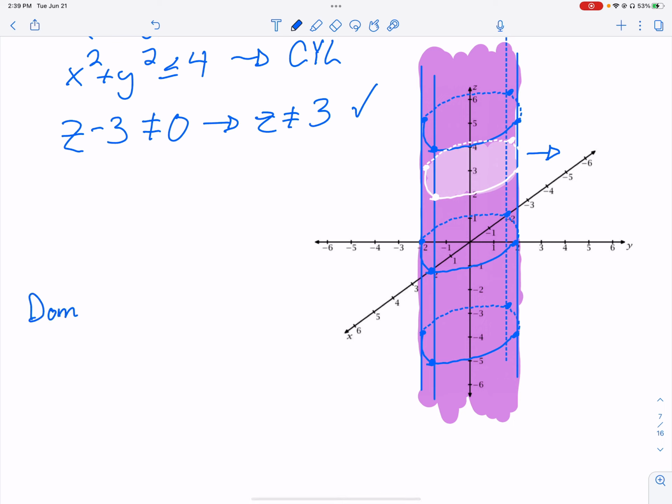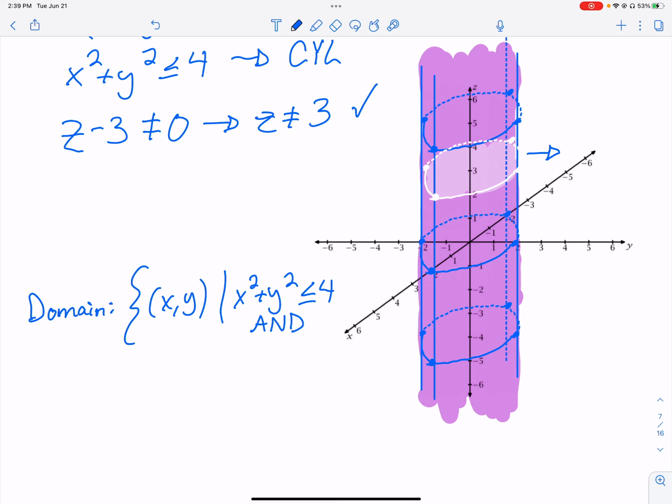The domain for this, we just write down those things, right? So it's the set of xy's such that x squared plus y squared is less than 4, and you just write this to the side, I just ran out of room, z cannot equal 3. We just have both. All right, so that's how you find the domain of a multivariable function.